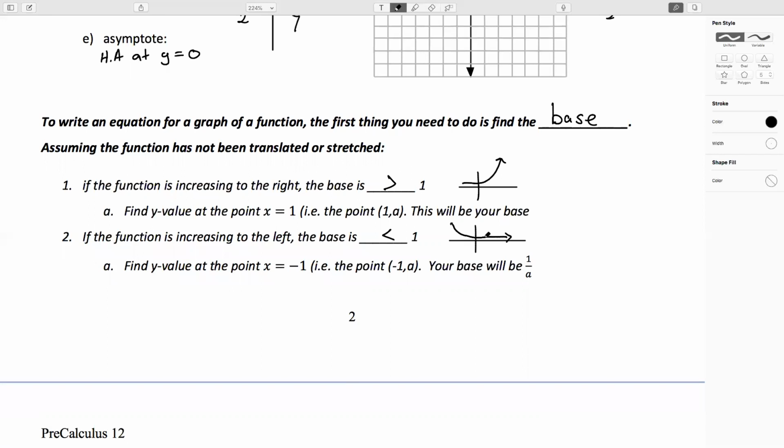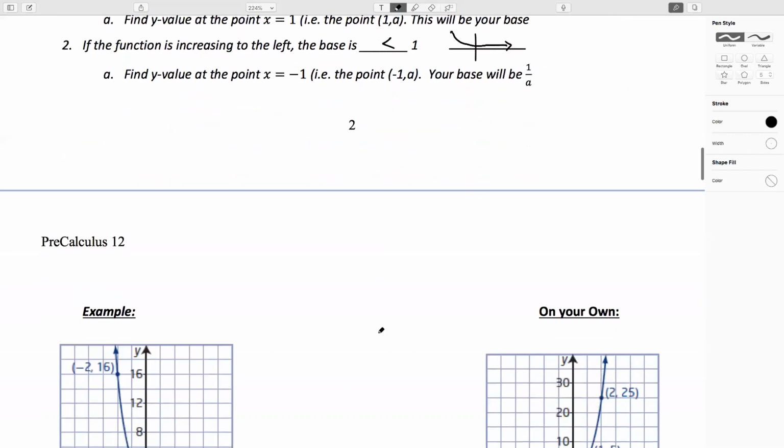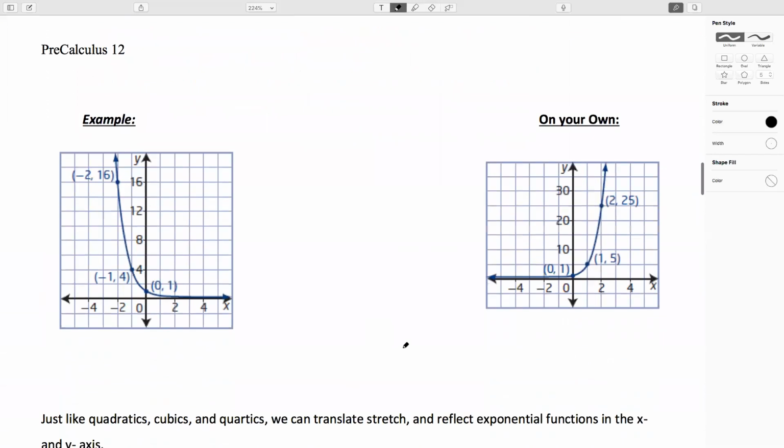The only problem with this is it's going to be a little bit trickier for us to estimate 1/3 or 1/4 or 1/6 versus just finding a 4 and going 1 over 4. So I'll leave it up to you how you want to deal with that. But let's try a couple of problems here.